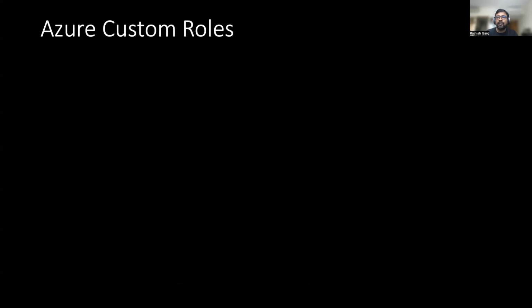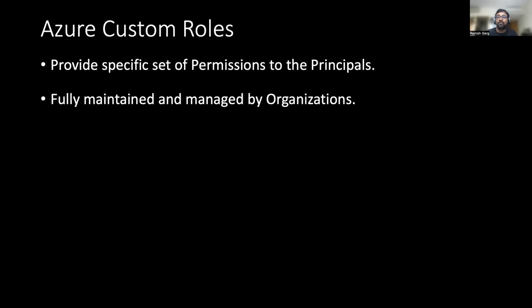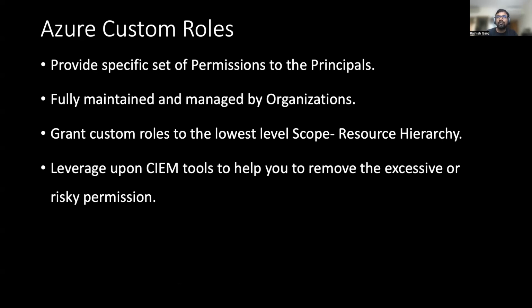Then the next category of roles is called Azure custom roles. Using these roles, you can assign a specific set of permissions to a security principal. Again, these roles have to be maintained and managed by your own organization. So you should be granting these custom roles also at the lowest level scope or resource hierarchy possible. On the Microsoft Azure side also, they don't provide any capability like GCP IAM Recommender to come up with a specific set of permissions.